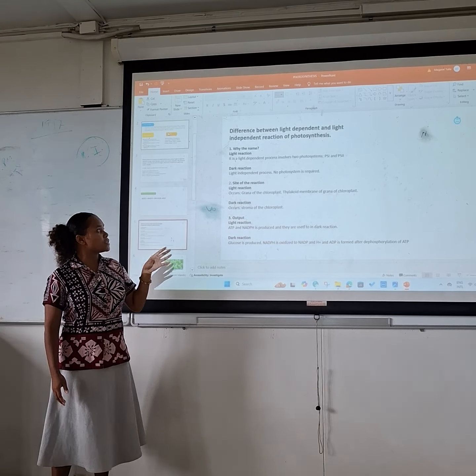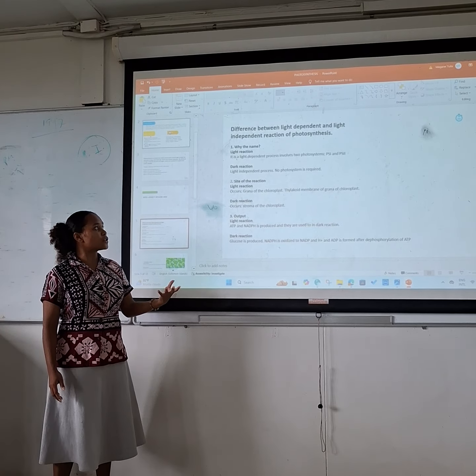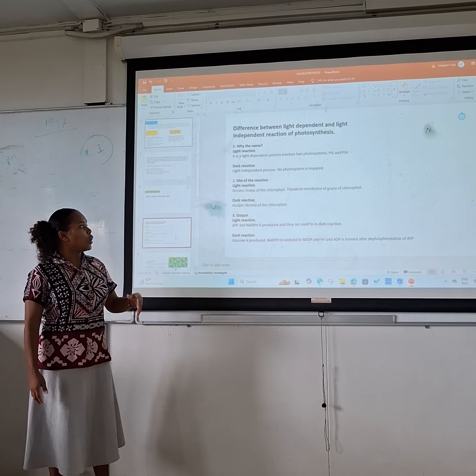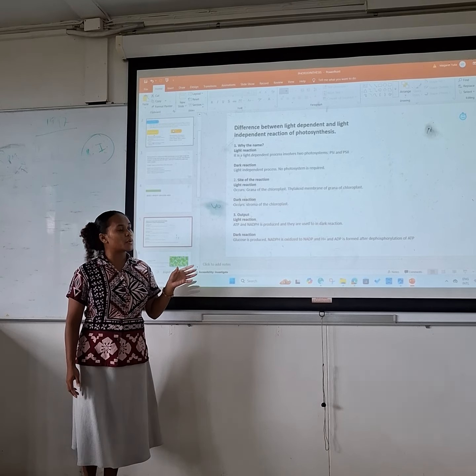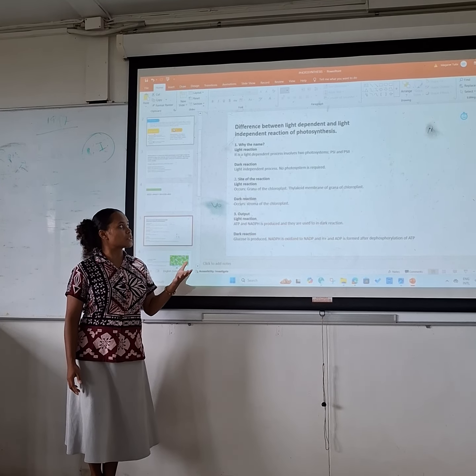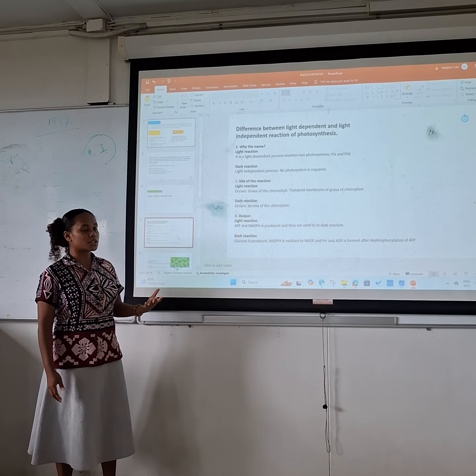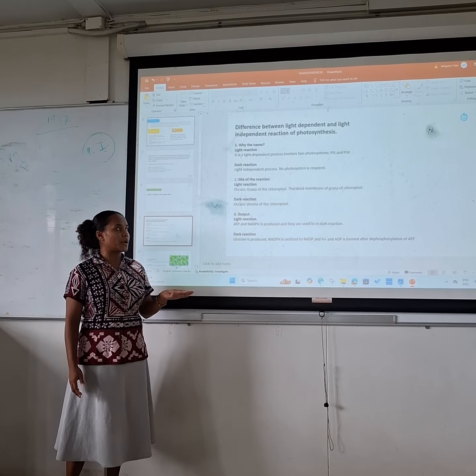The second difference is the site of the reaction. For light reaction, it occurs at the grana of the chloroplast, the thylakoid membrane of grana of chloroplast. For dark reaction, it occurs in the stroma of the chloroplast.